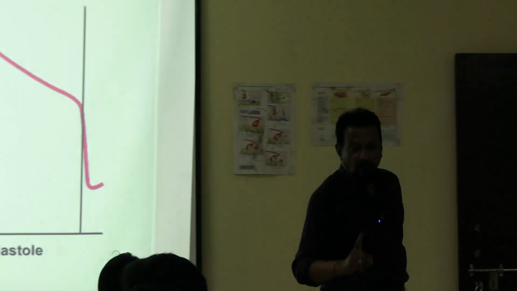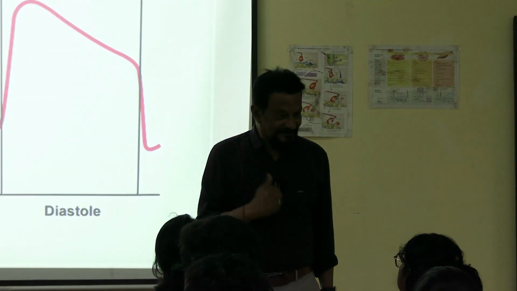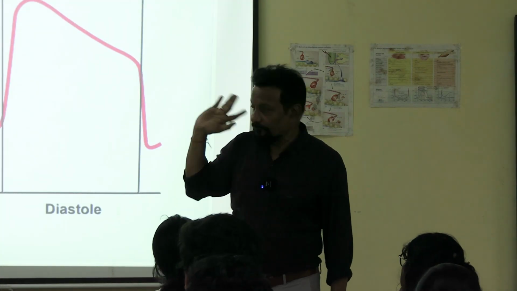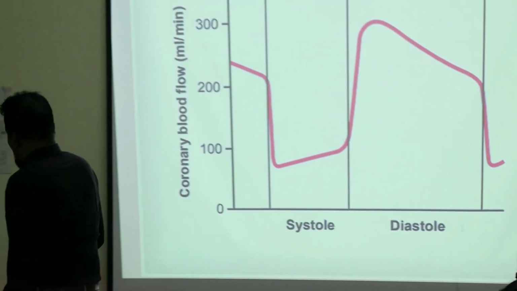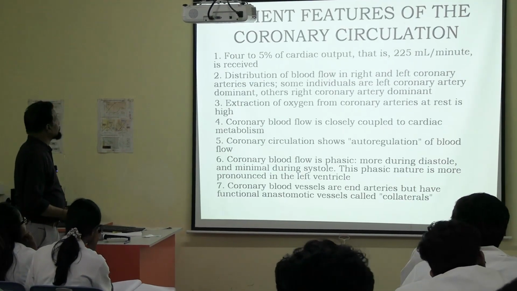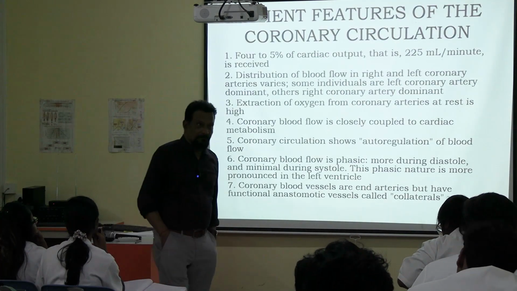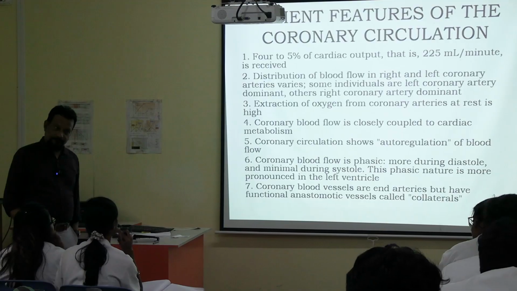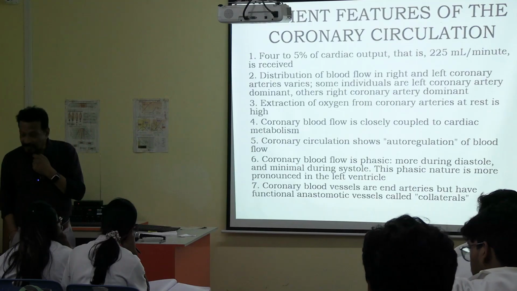So we can see the coronary blood flow is phasic. During systole it is less, during diastole it is more. Is it clear to you? Fine. So this is another feature. The first point I already described: 5% of total cardiac output, that is 225 ml per minute. This is one of the important features of the coronary circulation.